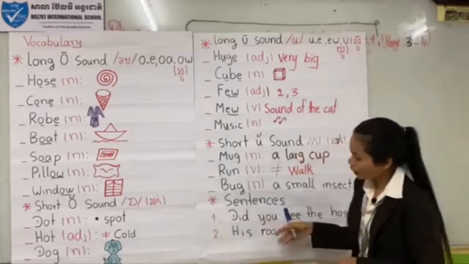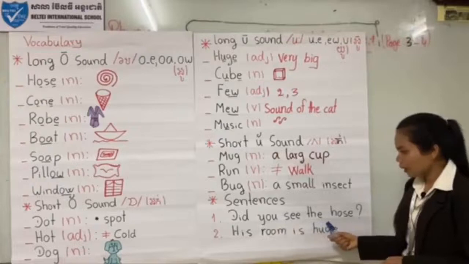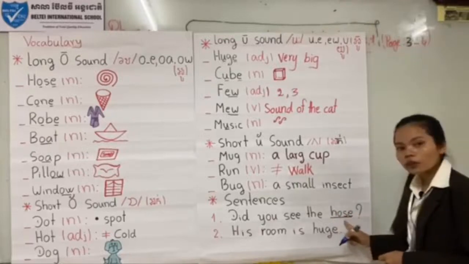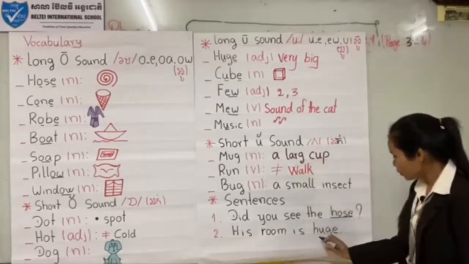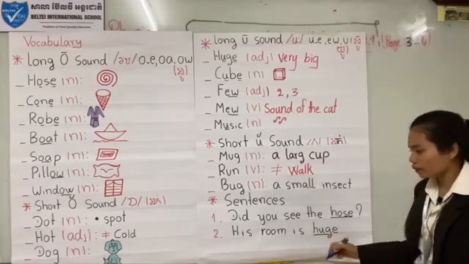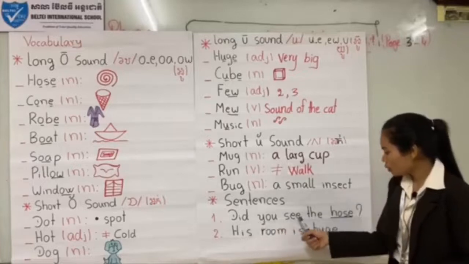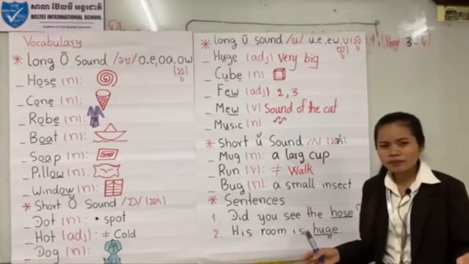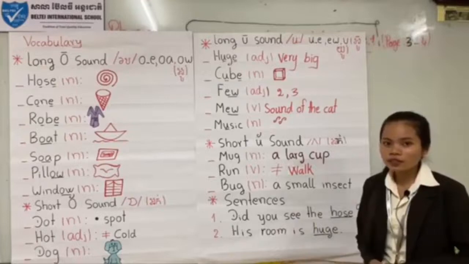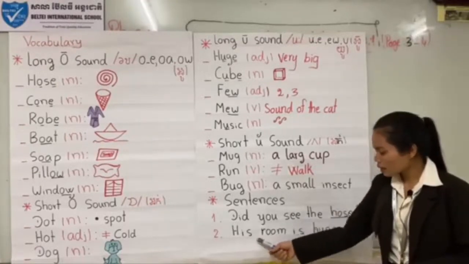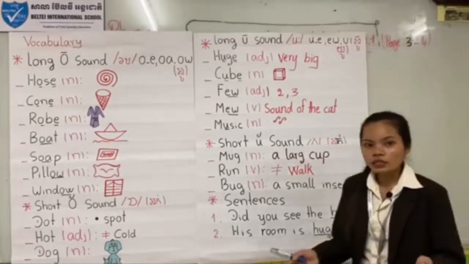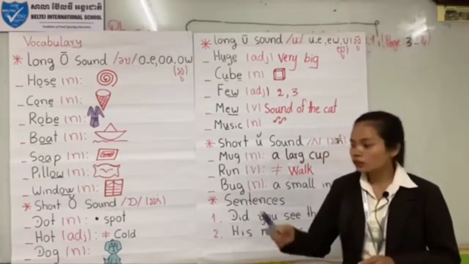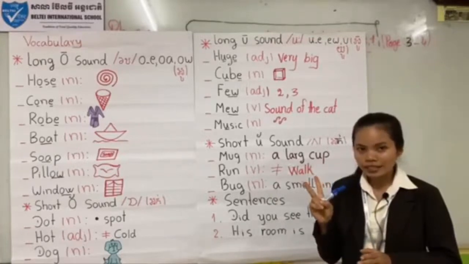Okay, so now let's select some vocabulary and create a sentence. Okay, here teacher already made 2 sentences by choosing the word host, long O sound, and the word huge, long U sound. Did you see the host? It means, did you see the host? But it's the past time. Number 2, his room is huge. It means his room is very big. Okay, so now it's your turn. You choose 2 more words and create your own sentence.